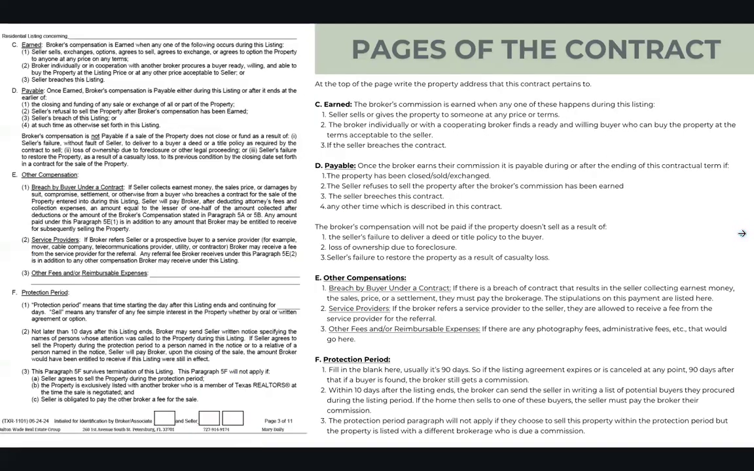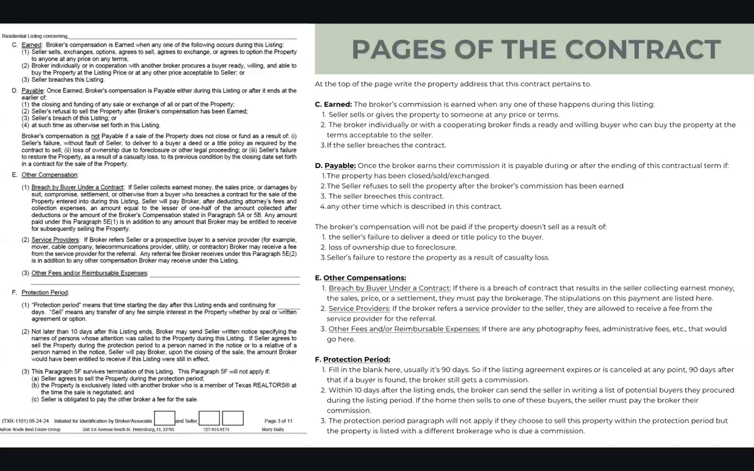C is earned. So the broker's commission is earned when any of the following things happen during the listing. Number one, the seller sells or gives the property to someone at any price or terms. Number two, the broker individually or with a cooperating broker finds a ready and willing buyer who can buy the property at the terms acceptable to the seller. Number three, if the seller breaches the contract.